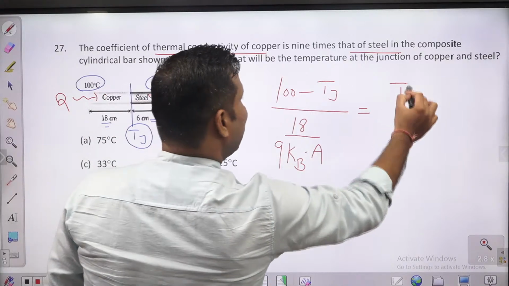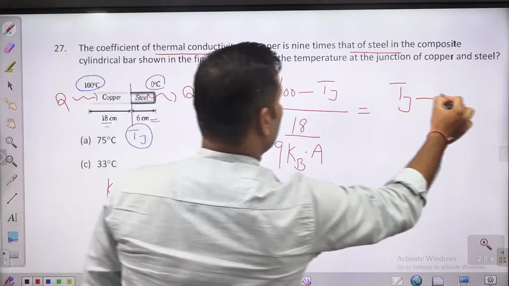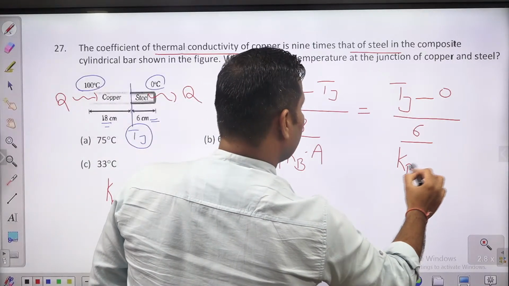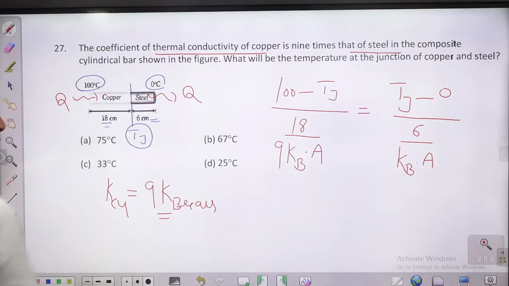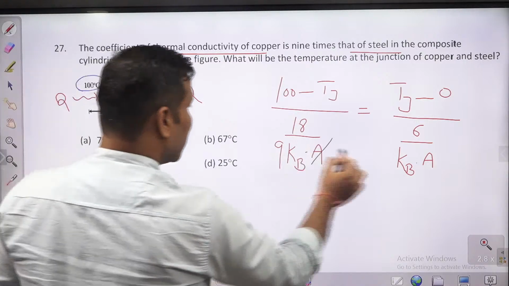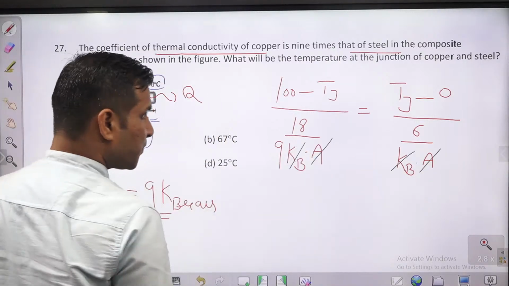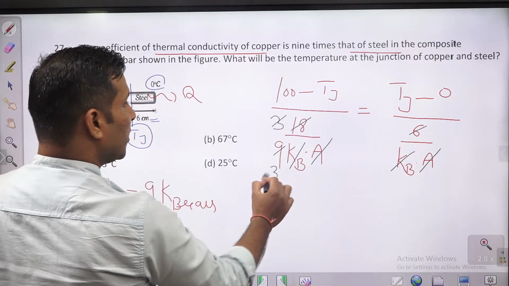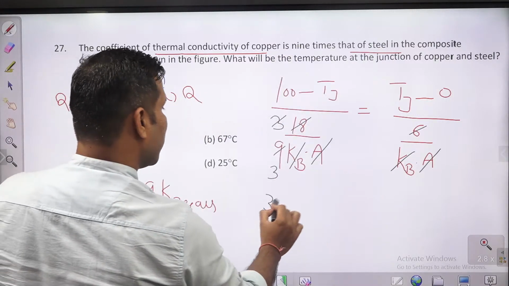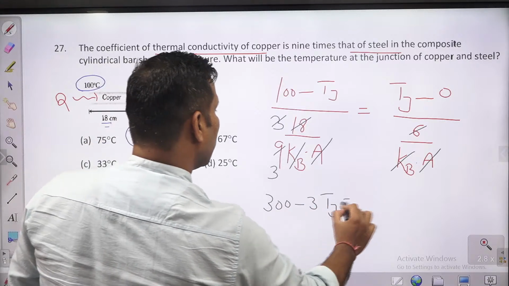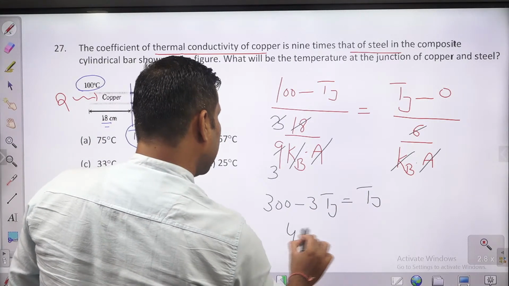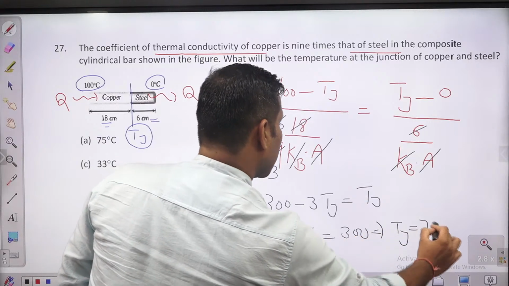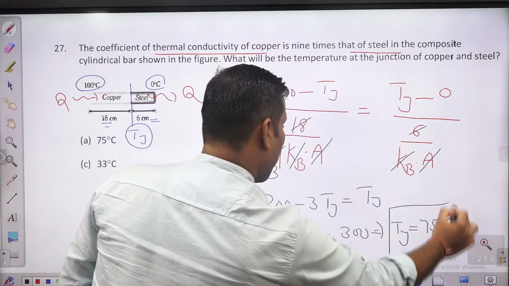This is equal to Tj minus, here the temperature is 0, divided by this length is 6 divided by conductivity of brass into A. Only you need to compare this. आपको इसको compare करना है बच्चों. So comparing this will cancel out. This will cancel out. इसको यहाँ करोगे तो क्या आ जाएगा? It will be 3. This will go up. So it will be 300 minus 3 Tj equal to Tj. So 4 Tj equals 300. Solving this, you will get junction temperature 75 degrees Celsius.